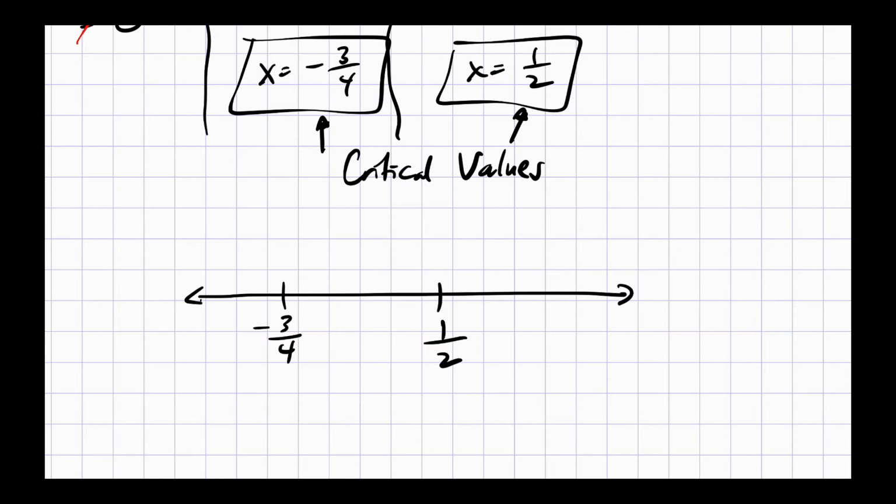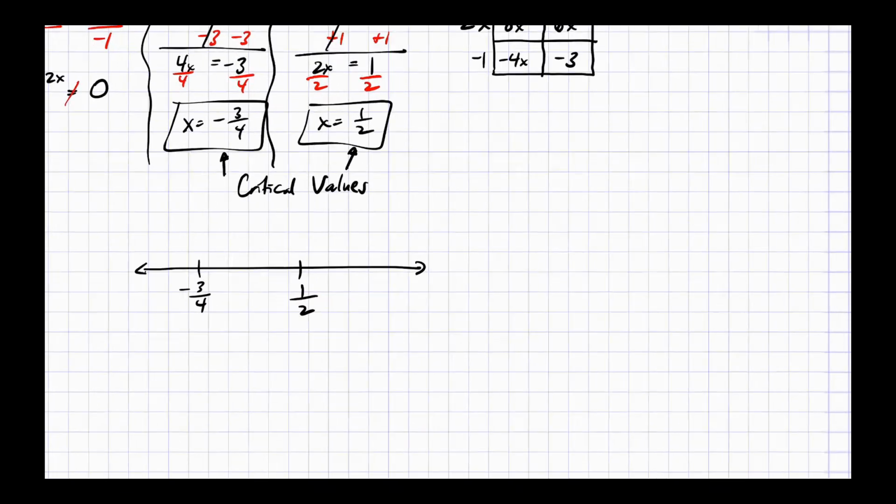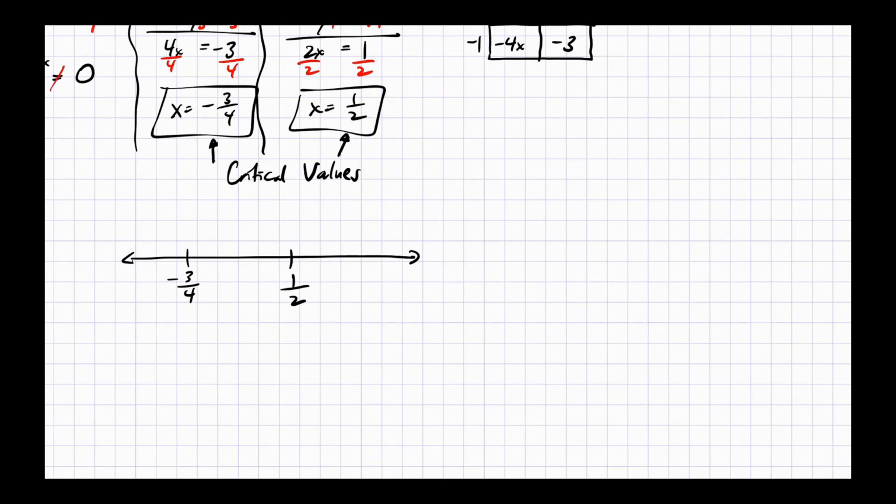So now what I want you to do is find out where it's increasing. Where is it increasing? That's what we've got to figure out. So on your own right now, finish it out. Where is it increasing? Where is it decreasing? We know it's doing neither at -3/4 and 1/2. Those are maximums or minimums. Okay, so finish it out. I'll give you a few minutes to do that.